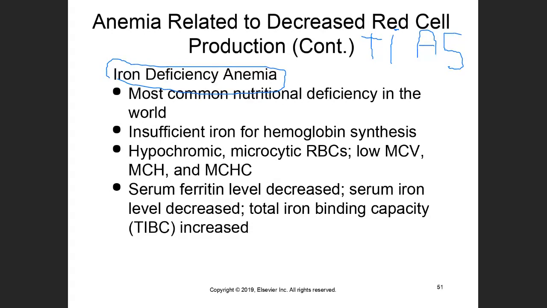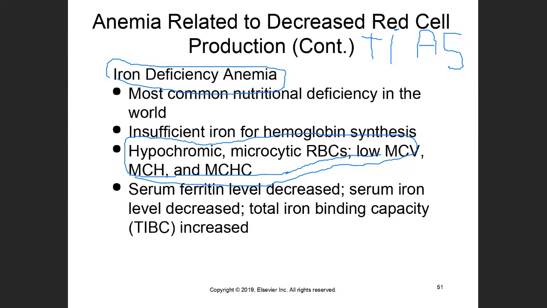And we have the iron deficiency anemia. It is the most common nutritional deficiency, insufficiency of iron, hypochromic, microcytic RBC, low MCV, MCH, and MCHC. You have to know this because this is going to be on your test. Okay, you have to know this.